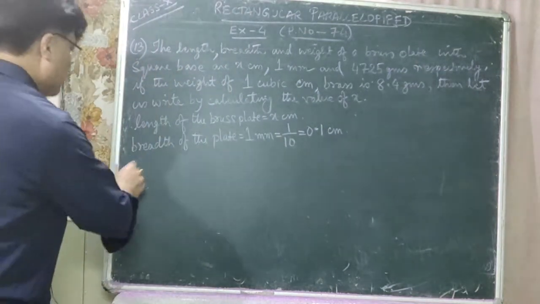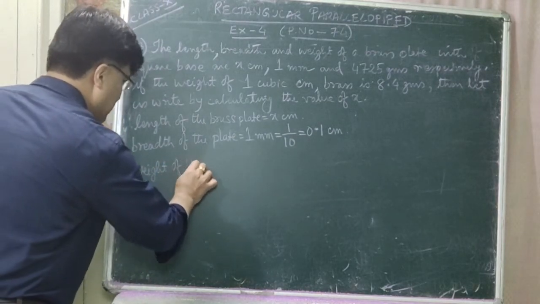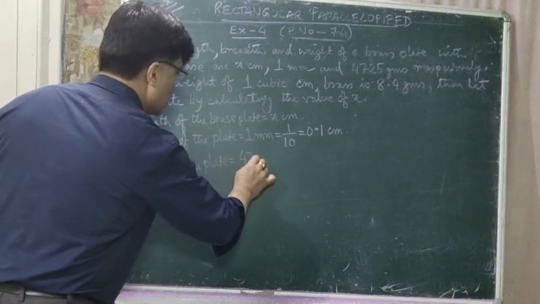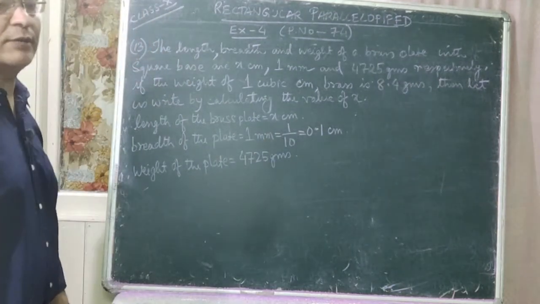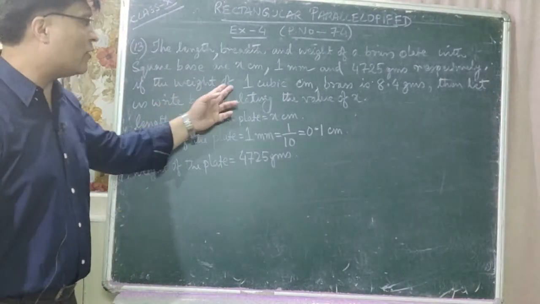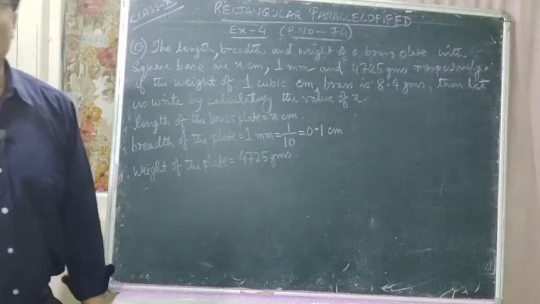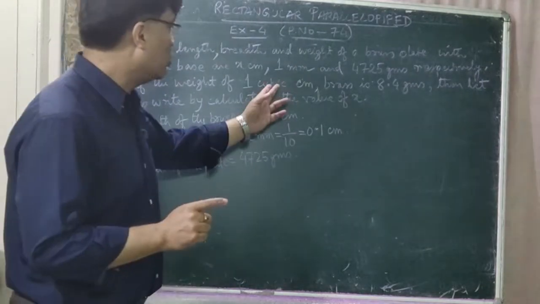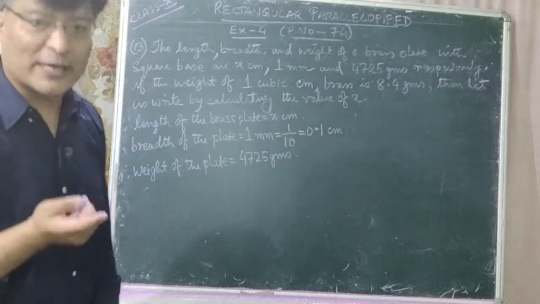So what is the weight of the brass plate? So weight of the plate, what is the weight of the plate here? It is 4725 grams. Now it is given that weight of 1 cubic centimeter brass is 8.4 grams. The cubic centimeter भनेको volume को unit. You have to find out the volume of the brass plate.